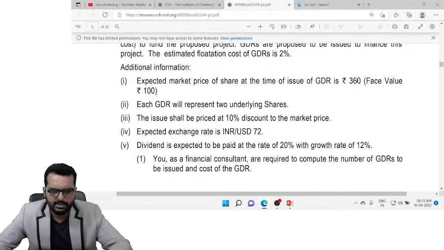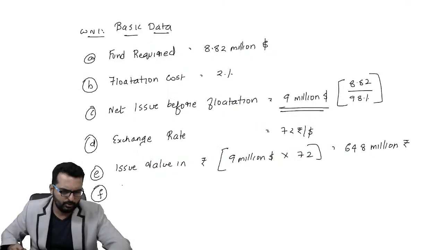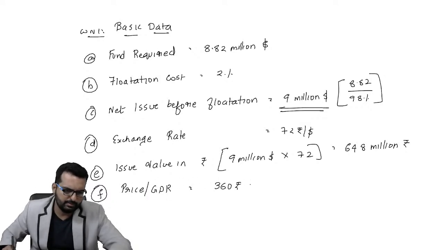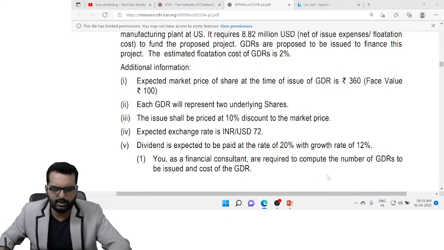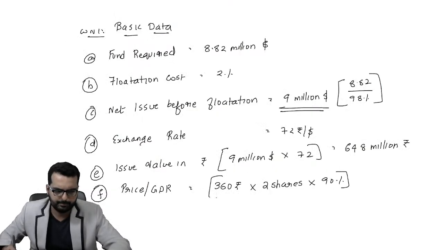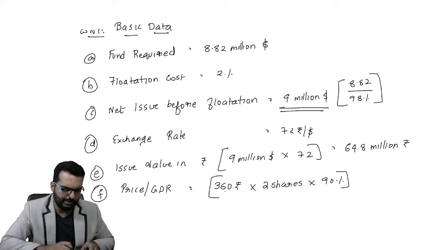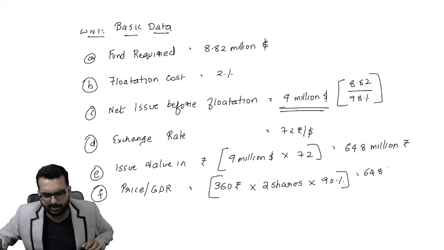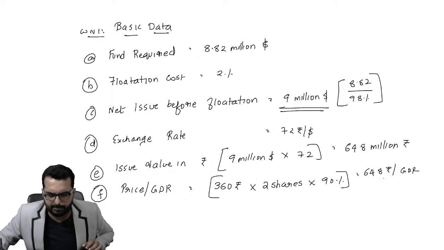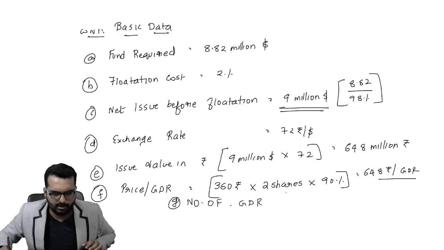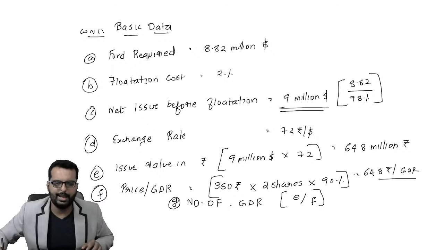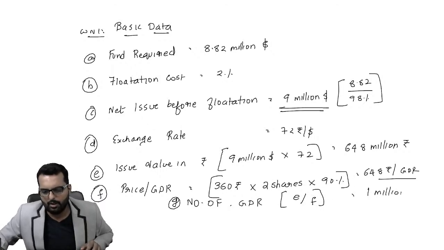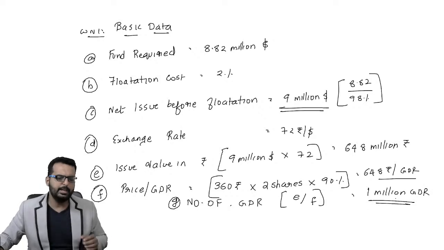Now they say they will be using two shares. Each share is having 360 rupees market price, right? So price per GDR, that would be 360 rupees into two shares together into 10% discount. So I'll take it as 90% over here. How much is 360 into 2 into 90 percentage? Do I get the answer as 648 rupees per GDR? From this, can I now find out the number of GDR? The formula would be E divided by F. So you will get the answer as 1 million GDR will be required.